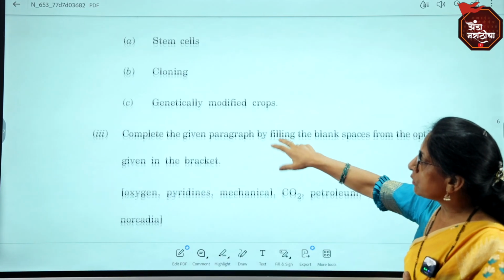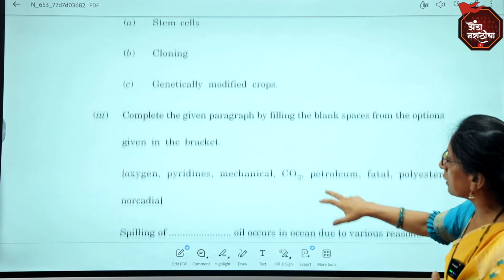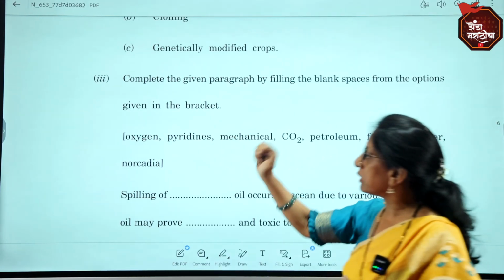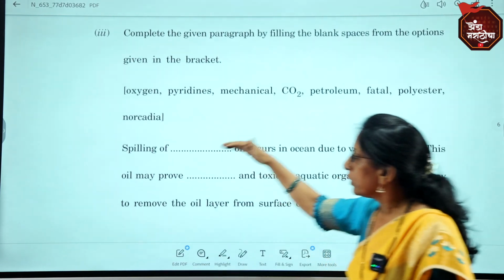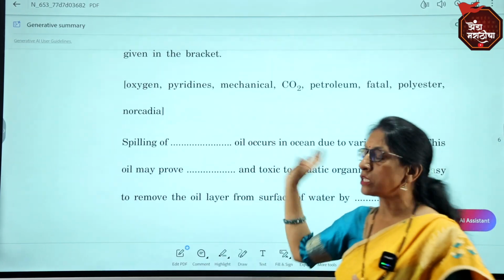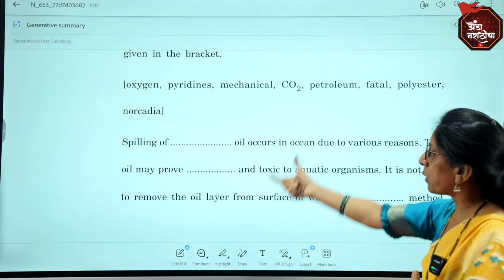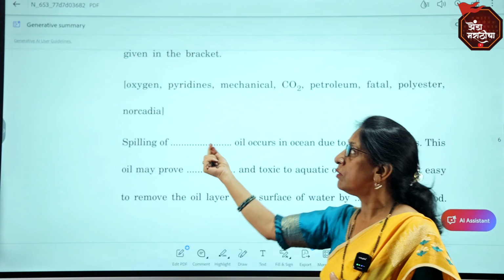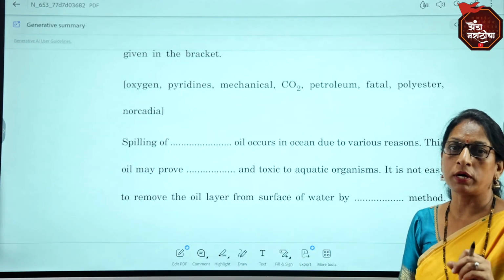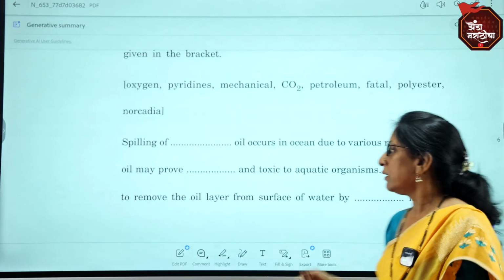And same when you are attempting question number 3: complete the given paragraphs by filling the blank spaces from the options given in the brackets. So what you have to do is write this paragraph once, and then choose the proper words, write them, and underline the words which you have filled in the blanks. Underlining should be done with the pencil properly, so that it will be clear to others.